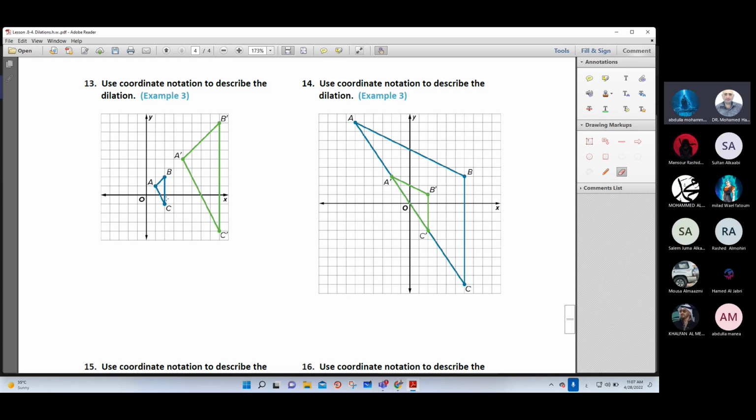Mr., I think the dilation for number 13 is 0.25 because it's smaller than the bigger one. So as a result, do we have enlargement or what? We have enlargement. Okay, Abdullah Al-Jabiri and Sultan said enlargement. Who has a different answer?